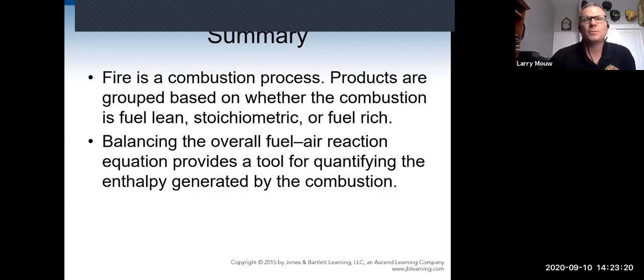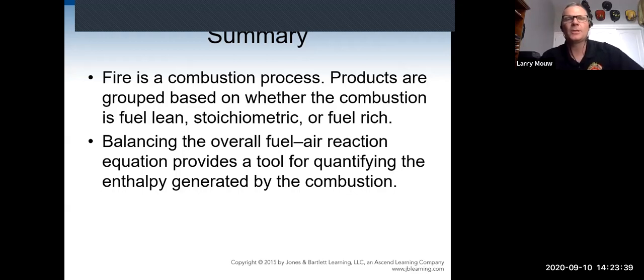Fire is a combustion process. Products are grouped based on whether the combustion is fuel lean, meaning there's not enough fuel, stoichiometric, meaning there's the right balance of fuel and oxygen in the air, or fuel rich, meaning there's more fuel than there is oxygen to be able to burn.